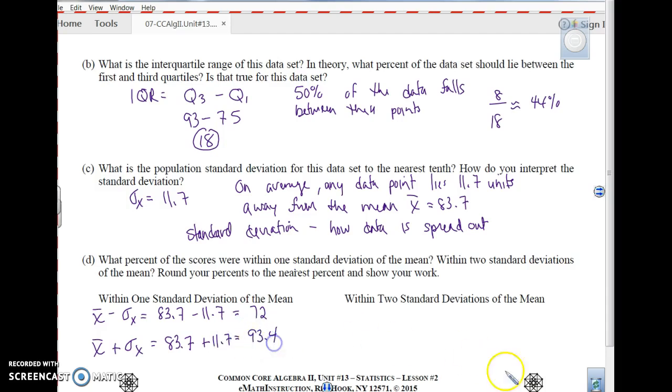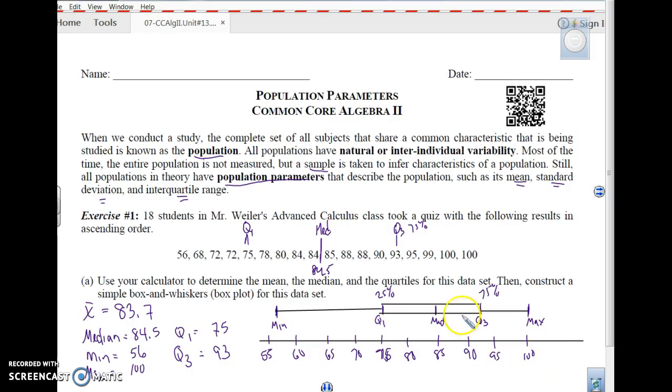All right, so if I go back to my data set right here, the mean plus or minus 1 standard deviation is between 72 and 93.4. All right, so 72 is not included on my data set. Well, it is included. No, it isn't because it's between. So the mean minus a standard deviation would be here, and then 93.4 would fall right here.